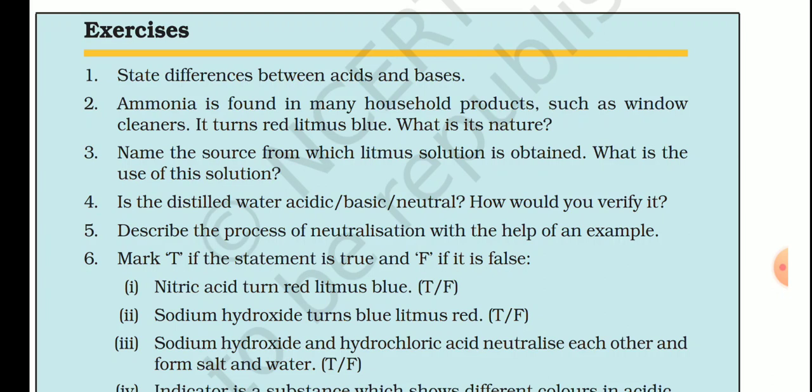Now, third question, name the source from which litmus solution is obtained. What is the use of this solution? Now, I told you when we were talking about litmus that it is a natural indicator, okay, and it is obtained from lichens. So, now I am dictating the answer. Litmus solution is extracted from lichens, full stop.